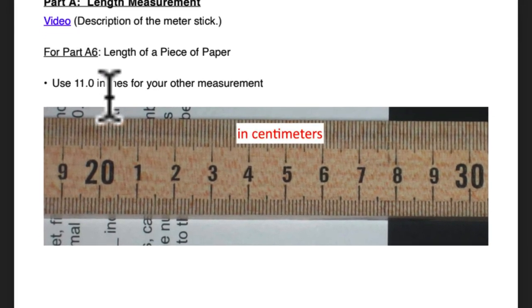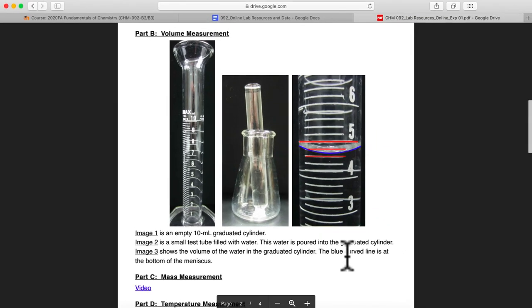Also in part A, there's some additional data and calculations that you need to do. So like here, for example, I've inserted an image. This is specifically for the length of a piece of paper in part A6. If you look at the report sheet, you'll see what I'm talking about. And you'll just use this image to actually record the distance or the length of a piece of paper. Each part has its own data set. Part B is just a few images that you'll use to record the information.